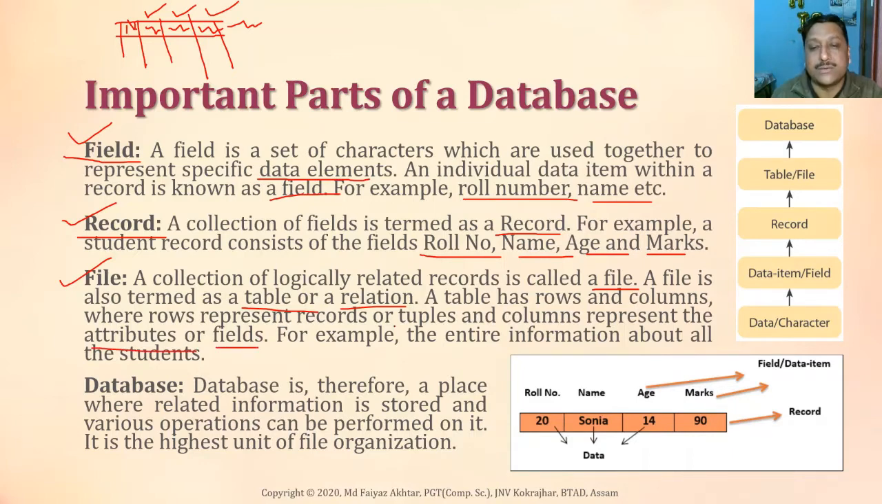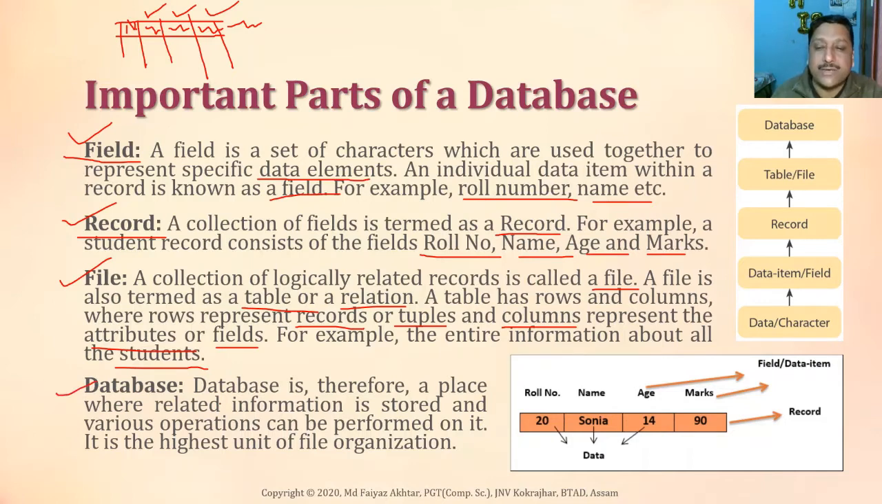Rows represent tuples or records, and columns represent attributes or fields. For example, the entire information about all the students can be stored in a file, and that file is called a table or relation. Now the next one is database.